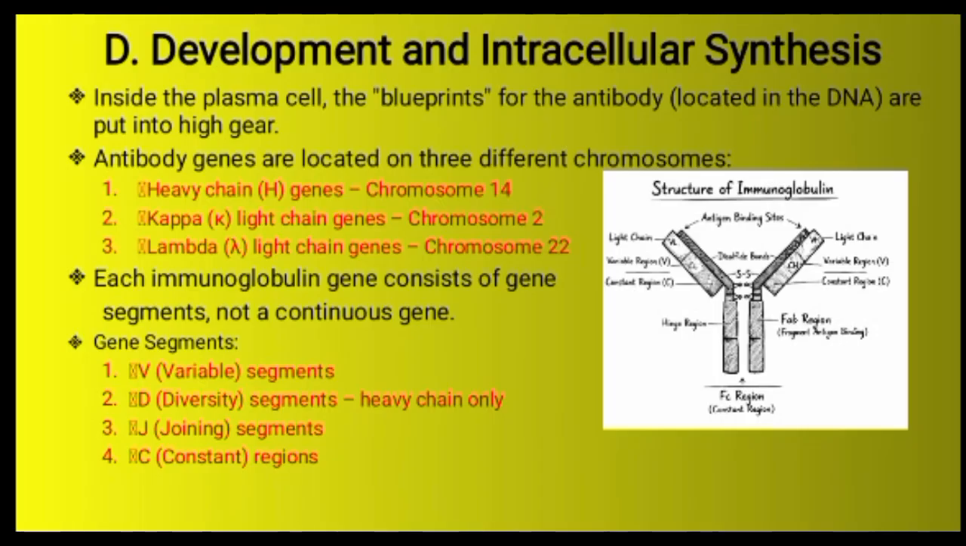Now, collectively, three different types of chromosomes within the gene are coding for this part. The heavy chain has a collective of genes with 14 chromosomes. Then the light chain kappa has 2 chromosomes, and the light chain gene lambda has 22 chromosomes. So collectively, more than 38 chromosomes code for the production of one antibody within the DNA of that particular plasma B cell.